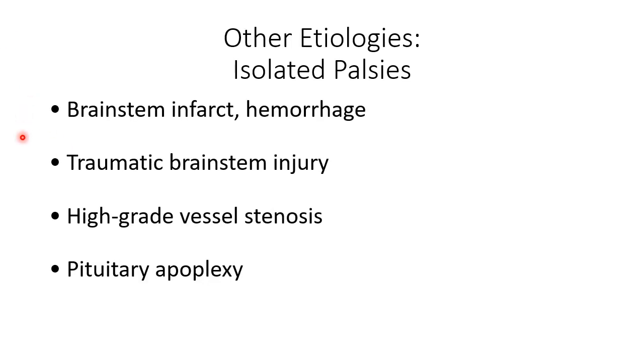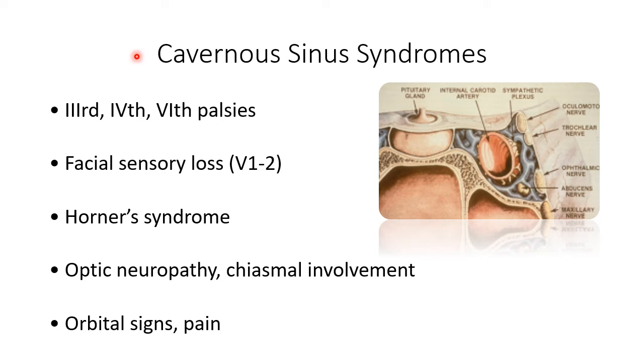Now, isolated palsies can also be caused by brainstem infarction and hemorrhages, as well as brainstem injury. High-grade vessel stenosis can cause ischemia to the nerves, and rarely one can also have an isolated oculomotor palsy seen in pituitary apoplexy. Now let's talk about cavernous sinus syndrome. The third, fourth, and sixth nerve come together here in the cavernous sinus, and this triangular area here is just lateral to the pituitary gland.